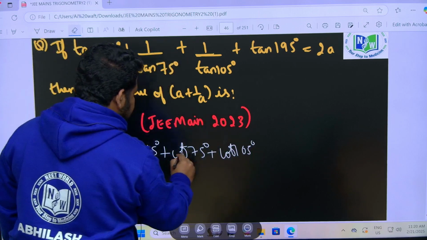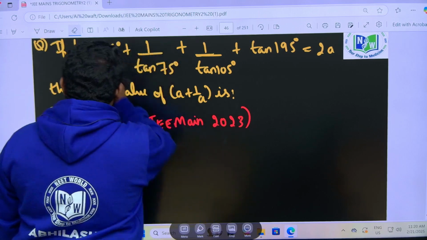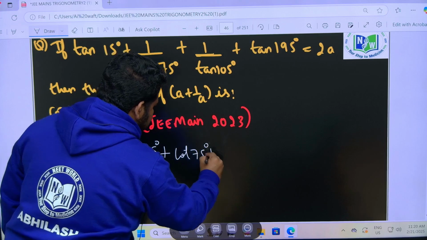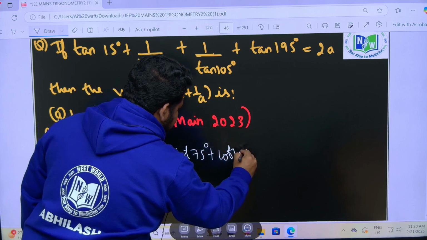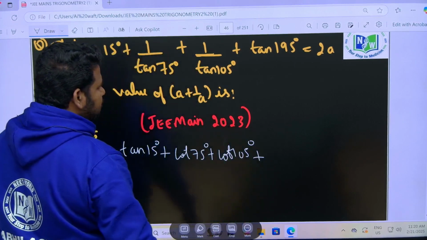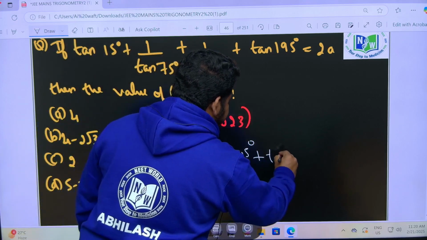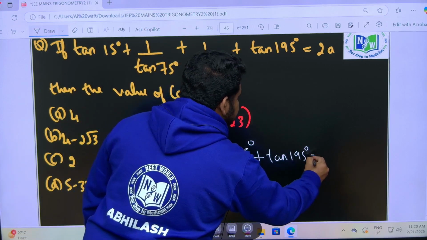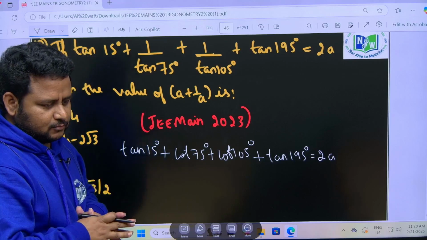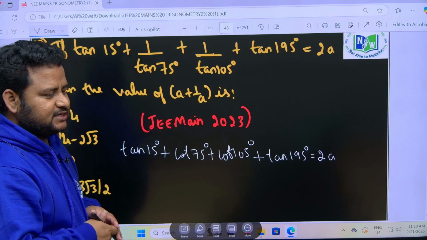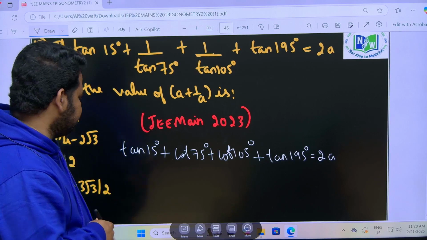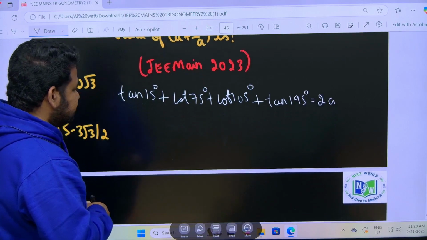Let me write it a little neatly. This will be cot 75. This will be cot 105 degree. Correct now? If you take it in the numerator, it is the reciprocal of tan, as tan and cot are reciprocal. This will be tan 195 equals 2a. We are writing more steps so that it will cater to every student. Some students may be fast in understanding, some students may be a little slow. So we have to cater to the needs of every student. That's why we are writing some basic steps also, right?